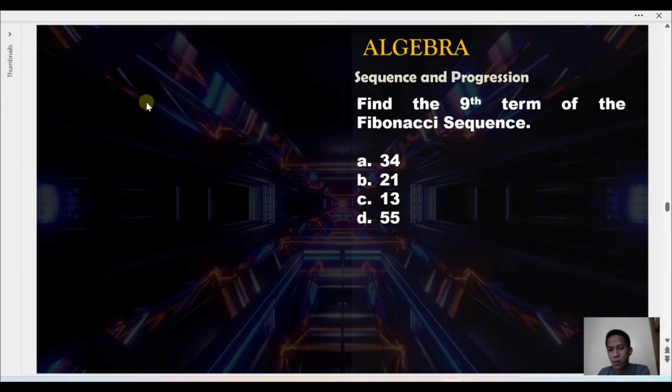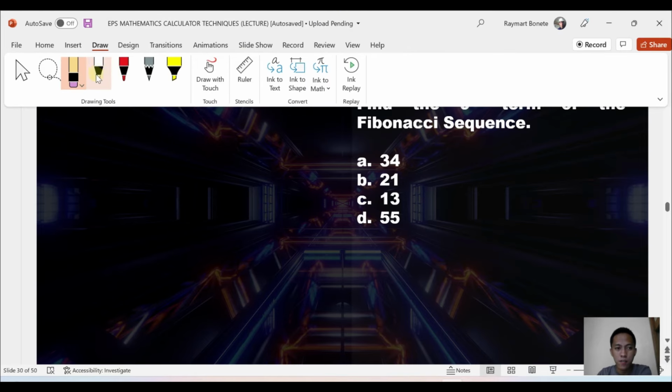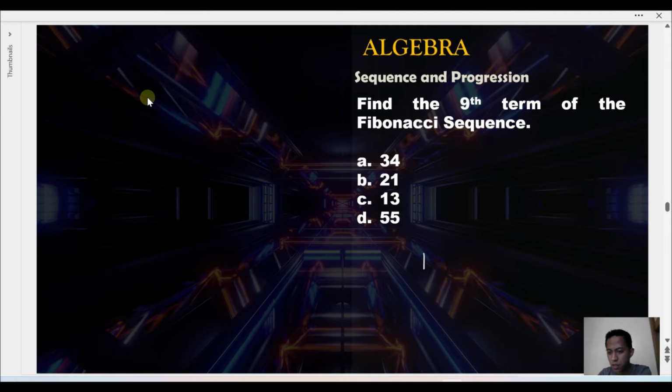So here we are guys to our next problem. So find the ninth term of the Fibonacci sequence. So recall lang natin guys kung paano natin kinukuha yung mga term ng Fibonacci sequence. So yung first term is 1. Okay, recall lang natin. First term is 1. The second term is 1 also. And if you add these two, that will become 2. So add natin yung dalawang preceding, that is 1 plus 2, that is 3. So and so on and so forth. So that's how you get the term of a Fibonacci sequence.